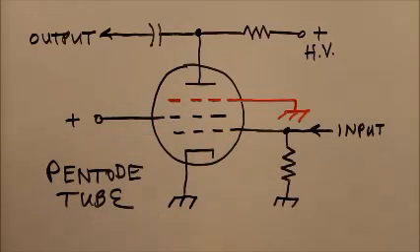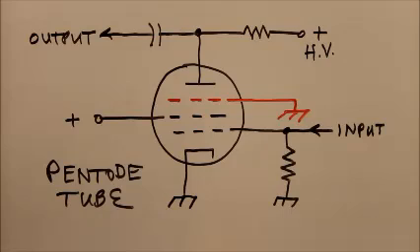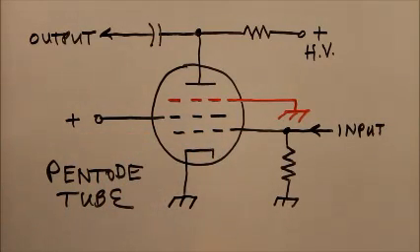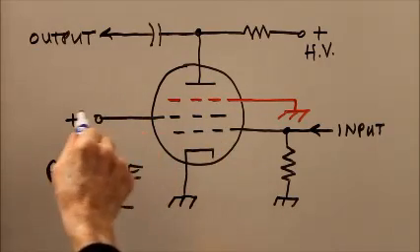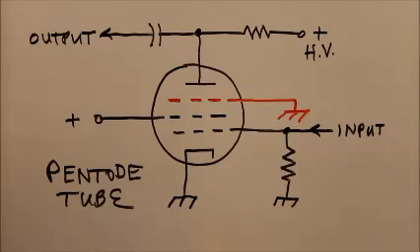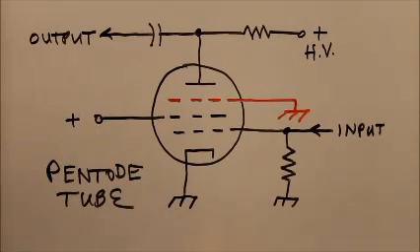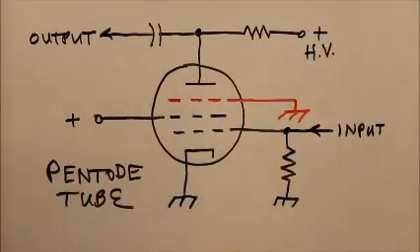This is a schematic symbol of a pentode tube, a kind of generic amplifier circuit. The lower grid here is the control grid. That's where the input signal comes in. This grid is the screen grid, which helps to reduce the capacitance between the control grid and the plate. The screen grid normally gets a positive voltage that is a fraction of the high voltage, or HV, that the plate gets.